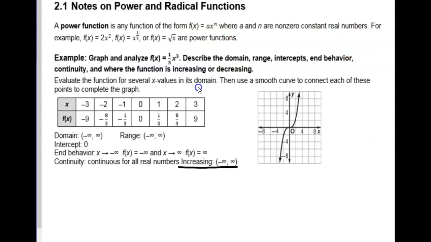So the example they give you was 1/3 x cubed. You guys get to use your graphing calculator, so you would type it in, find an appropriate window, and graph it. And then you would have to say the domain and range. For this one, it's all real numbers for both. The only intercept is at 0, 0. The end behavior, be real careful. Oh, it's written backwards here from what we've been doing. But it says on the left it's going down and on the right it's going up. It is continuous and the whole thing is increasing because as you go left to right, the y values keep getting bigger.